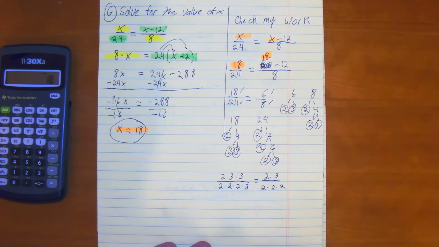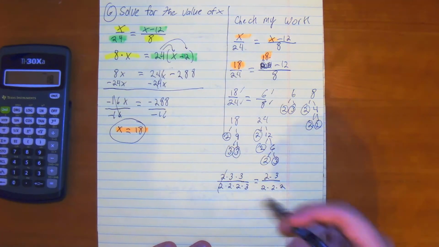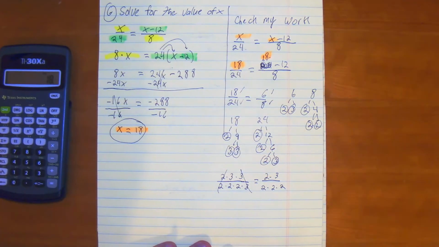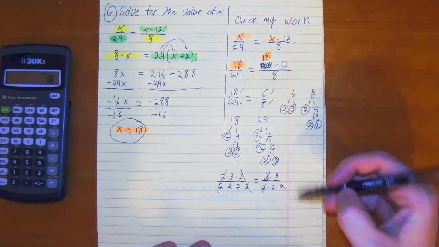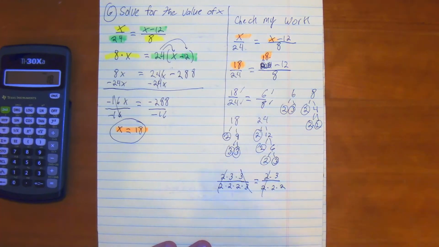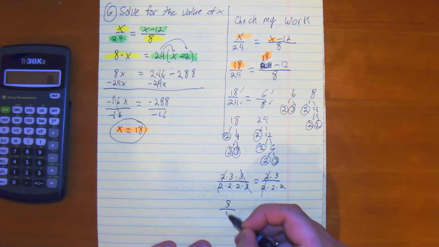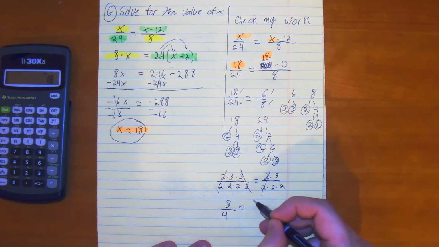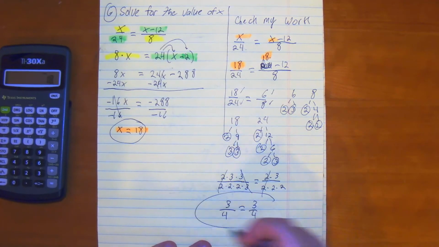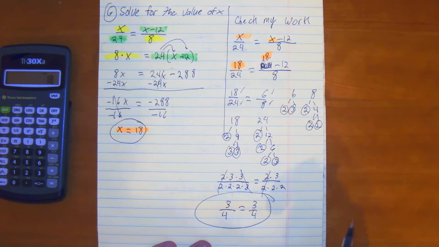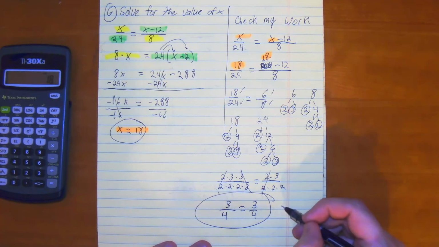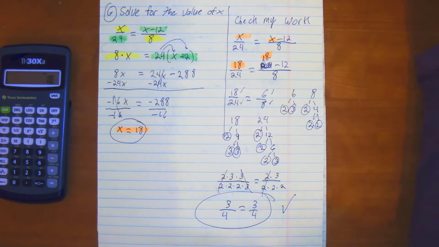All right, I'm going to see what they share in common. So right here they share a 2, they share a 3. Here they share a 2, and that's it. So what's left over on the left ratio is 3 all over 4, which is equal to 3 over 4. As you can see, 3/4 is equivalent to 3/4, so I did do this right. So, looks like 18 is the value of x.